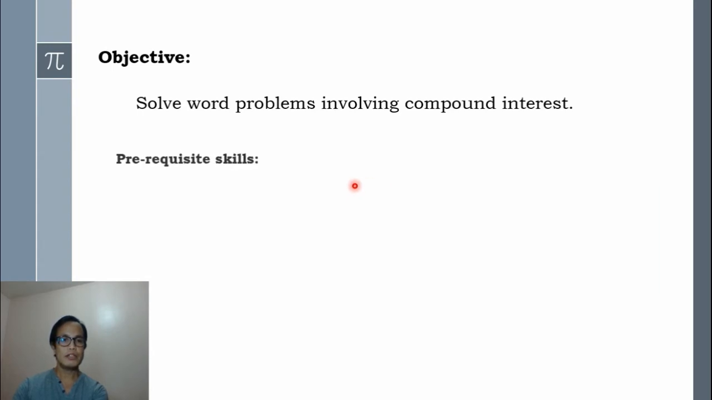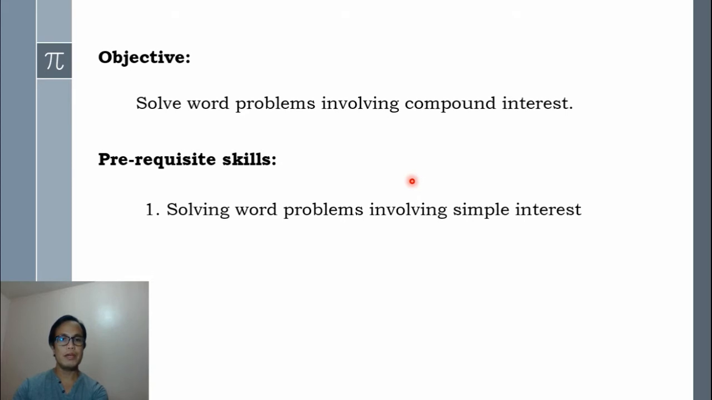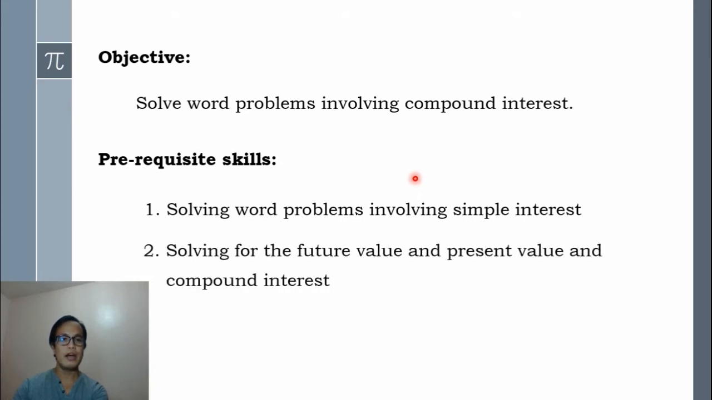This lesson requires us to have prior knowledge on the following. Number 1, solving word problems involving simple interest, and of course, solving for the future value, the present value, and the compound interest. So to start, let us have our review first.